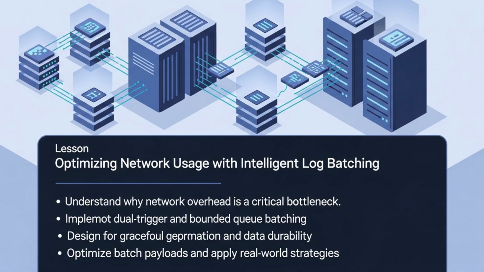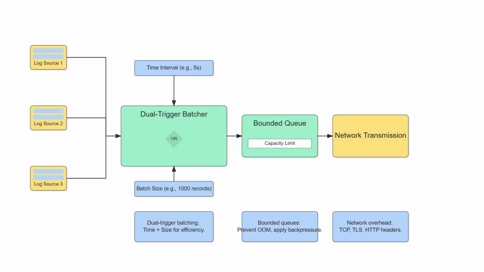Let's get started. Let's first understand the core problem. The network is your bottleneck. Every single log transmission, no matter how small, incurs significant overhead. Think about it. TCP handshakes, TLS negotiations, HTTP headers, and even kernel context switches. At scale, this overhead isn't just a minor cost, it dominates your infrastructure expenses. Imagine Netflix processing over 500 billion events daily. Sending each individually would be astronomically expensive and inefficient.